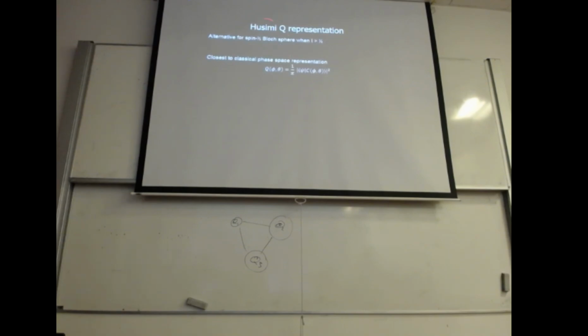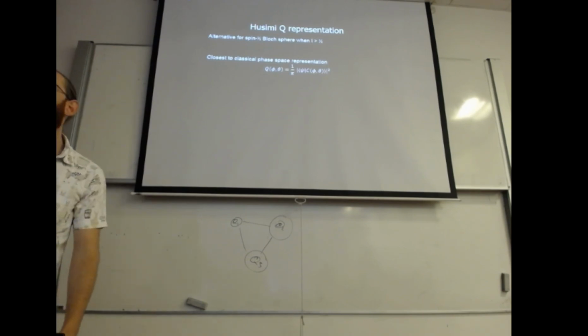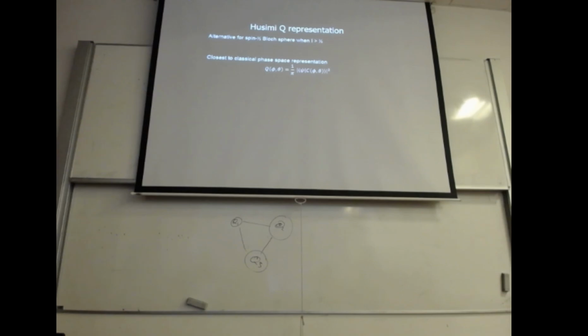So we can visualize this. The more famous one is the Wigner phase space representation. I will show later in the presentation a few examples of that. Another one that you can use is the Q representation, or the Husimi Q function. This is also, I think, quite a nice one.